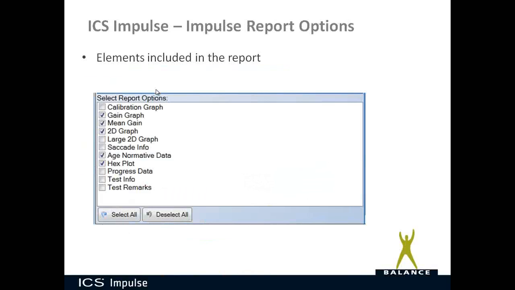The elements for impulse, which you should be familiar with if you've had impulse before: calibration graph, gain graph, the means on the gain, the large 2D gain graph, the small 2D gain graph. What's new is saccade info, so that's your overt covert count. And then the age normative data, if you want those age normative data blocks on your report, you can put those on there. The hex plot, progress data if you want to compare multiple test sessions, test info, and then test info would be the collection analysis information, the frame rate, etc., and then test remarks.